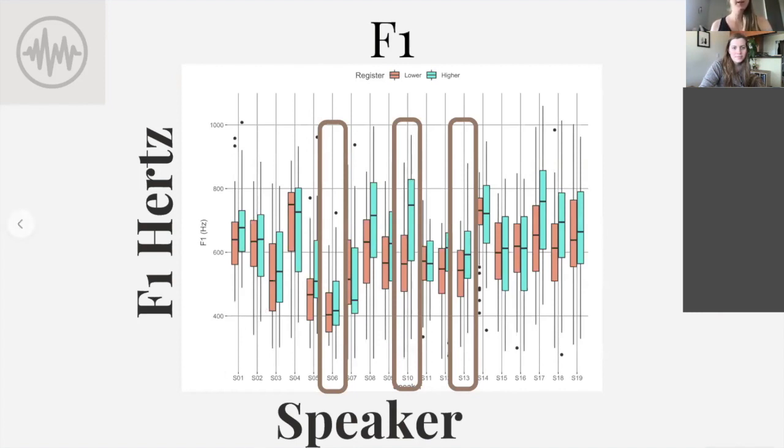So I'll play speaker 10 now, and you can see she's kind of middle of the road, and then becomes the highest median F1 frequency.